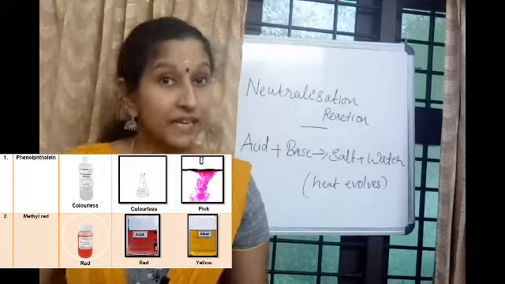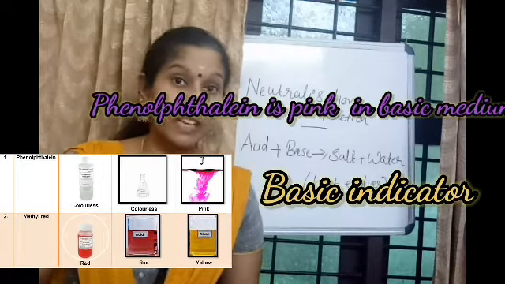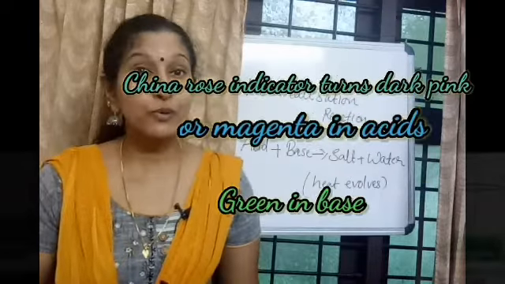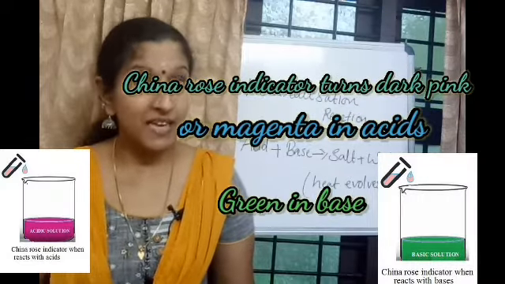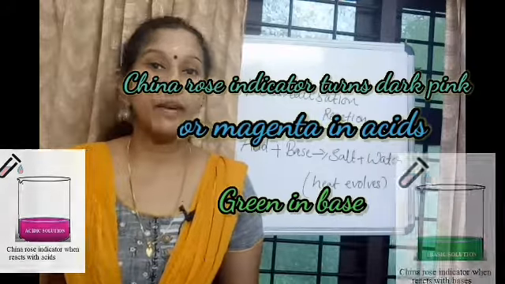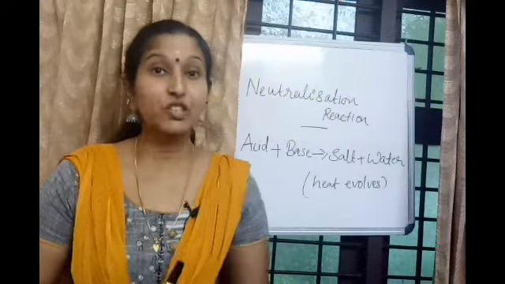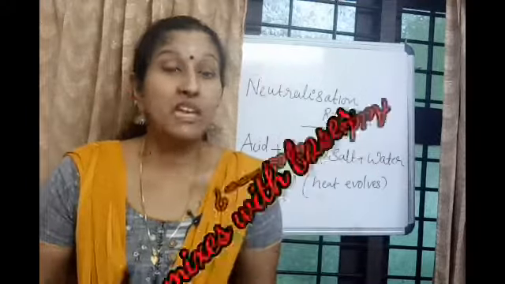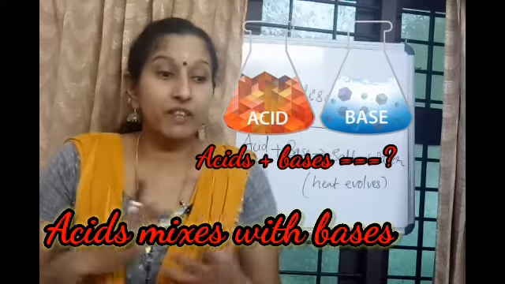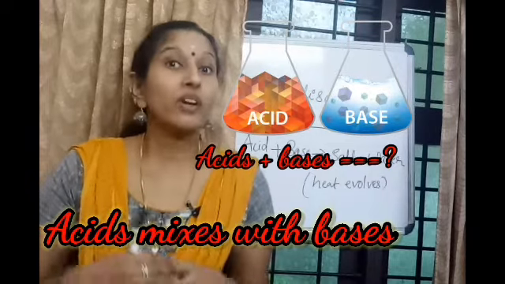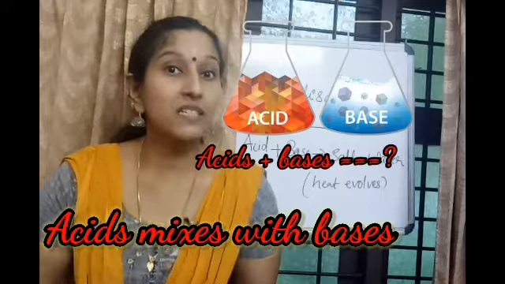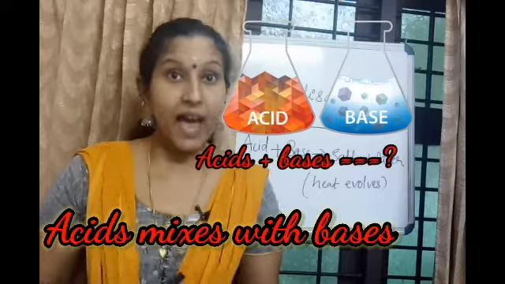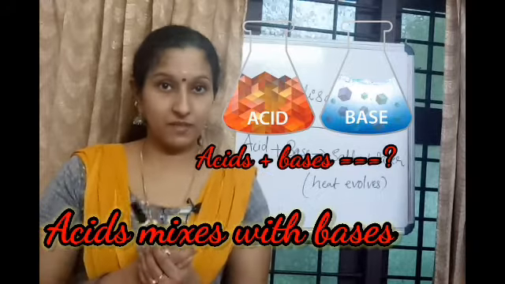Phenolphthalein is pink in basic medium. Phenolphthalein is a basic indicator. China rose indicator turns magenta or dark pink in acid and green in a base. And today we are going to discuss what happens when an acid mixes with a base, or what happens when an acid reacts with a base.